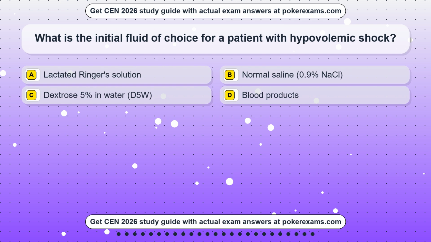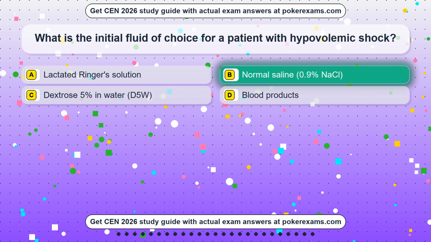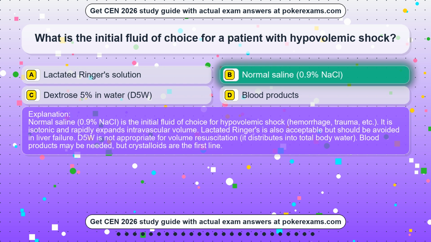Question 5. What is the initial fluid of choice for a patient with hypovolemic shock? Option A, lactated Ringer's solution. Option B, normal saline, 0.9% NaCl. Option C, dextrose 5% in water, D5W. Option D, blood products. The correct answer is option B. Normal saline, 0.9% NaCl, is the initial fluid of choice for hypovolemic shock, hemorrhage, trauma, etc.